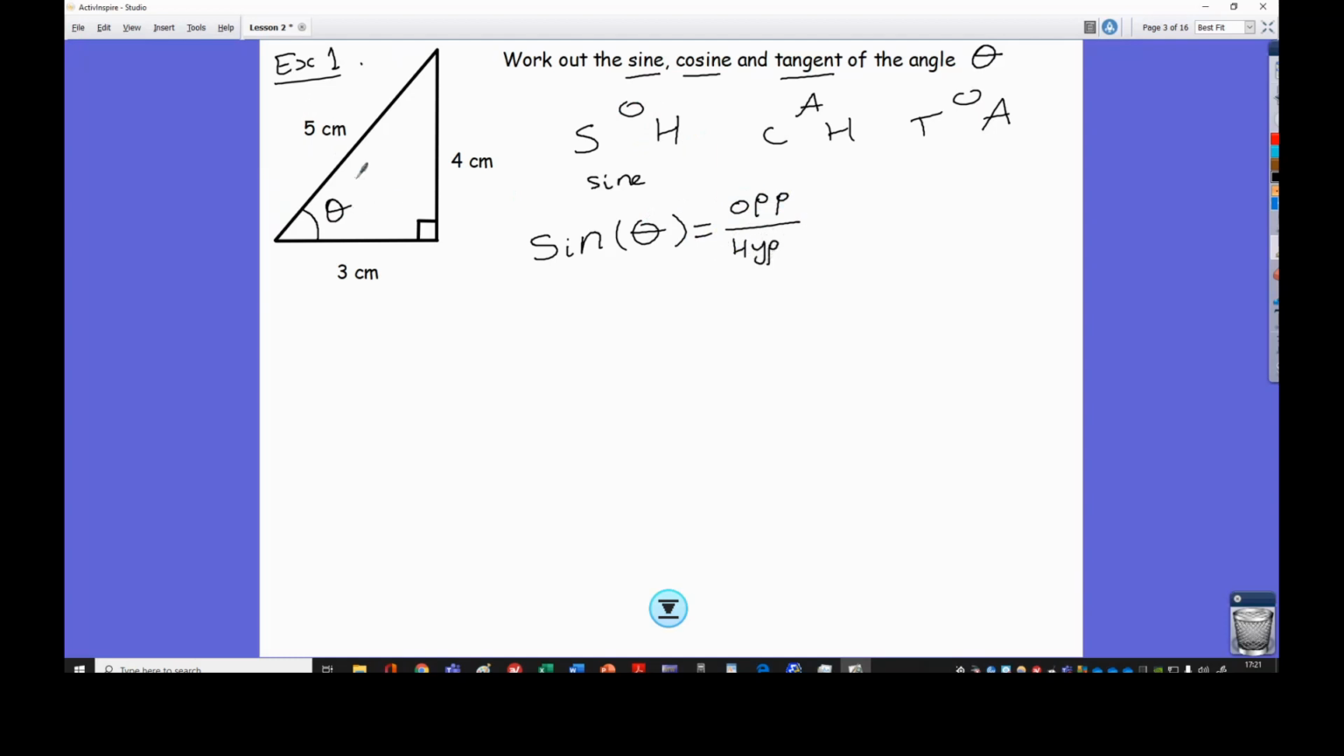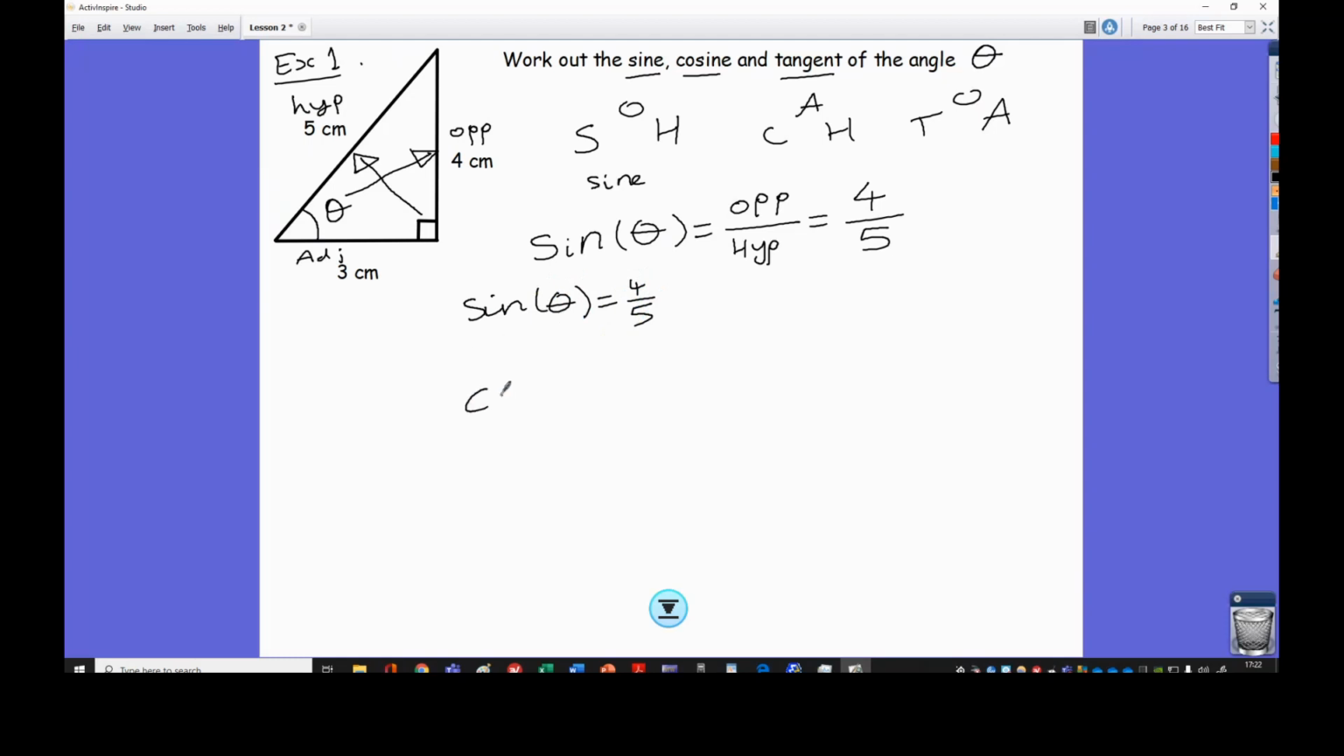So let's look at our triangle. Well, we know that the hypotenuse is 5 centimeters because it is opposite the right angle. We know the opposite is 4 centimeters. And we know the adjacent is 3 centimeters. So if I want to work out the sine of the angle theta, it is just the opposite, which is 4, divided by the hypotenuse, which is 5. So that means sine, and again, I just write it as sin. We don't include the e just because we want it to be shorter. Sine theta is equal to 4 over 5.